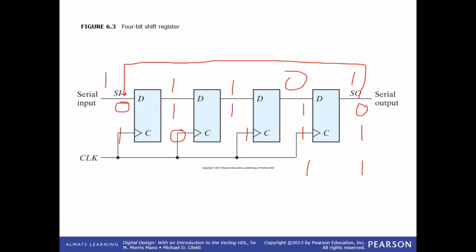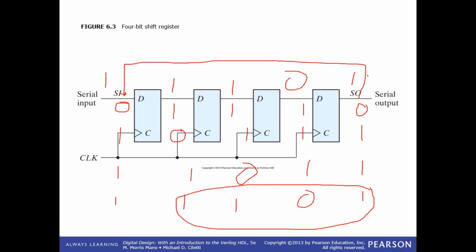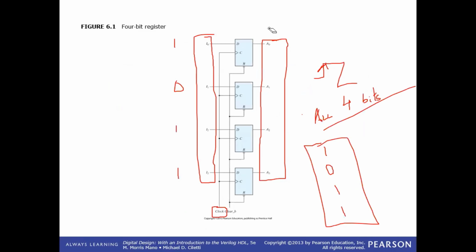That would be 1, 1, 0, 1, 1. And for the last time, we would be having 1, 0, 1, and 1. So we would get back to the point where we had started. Is that right? Yes, sir. So is this okay? Yes, sir. So this is how we have made a 4-bit shift register.